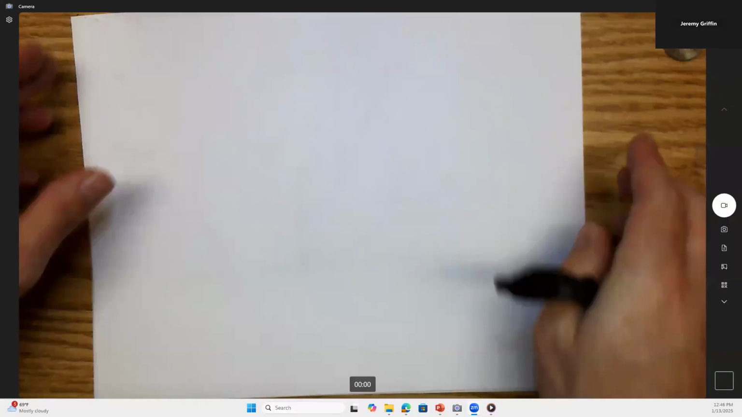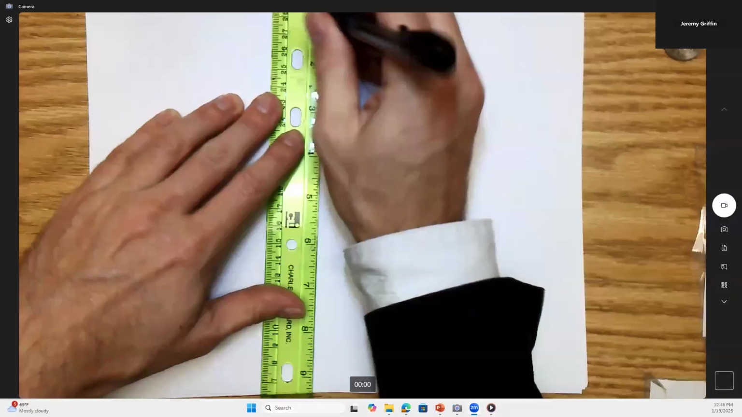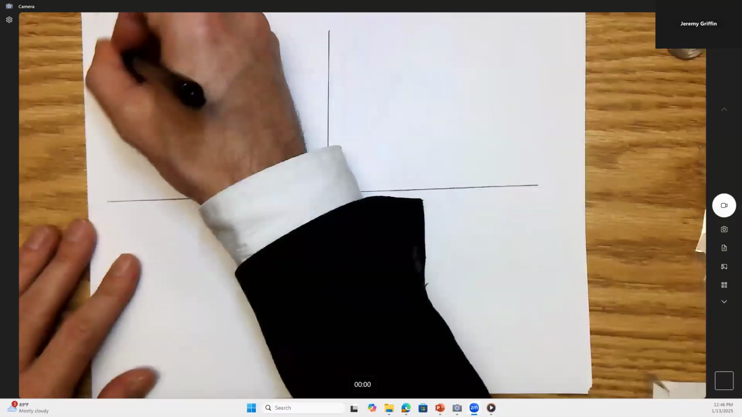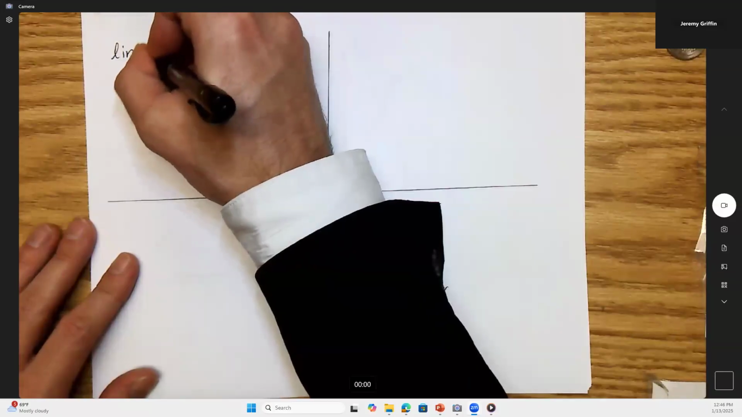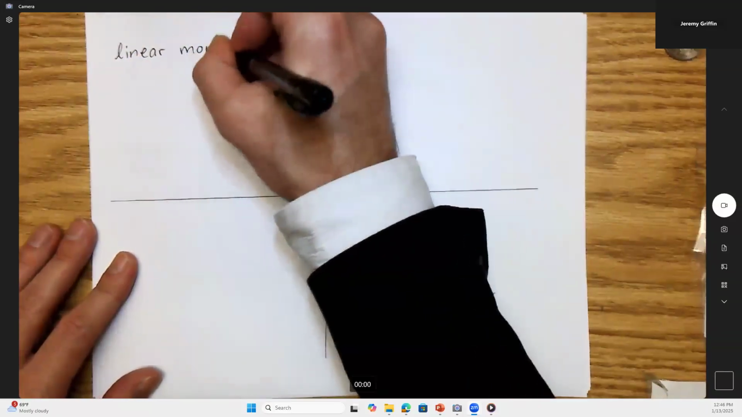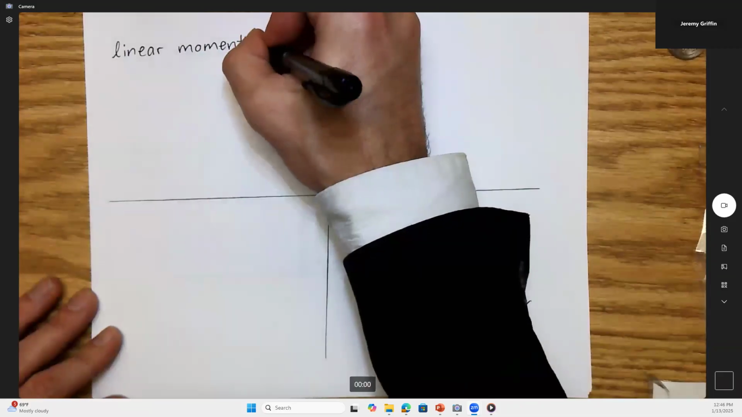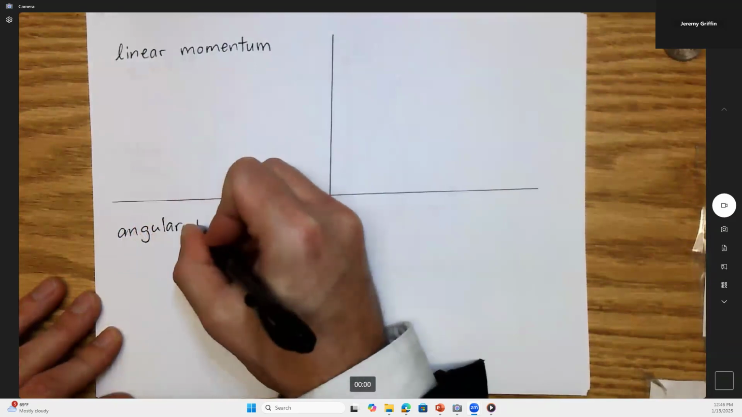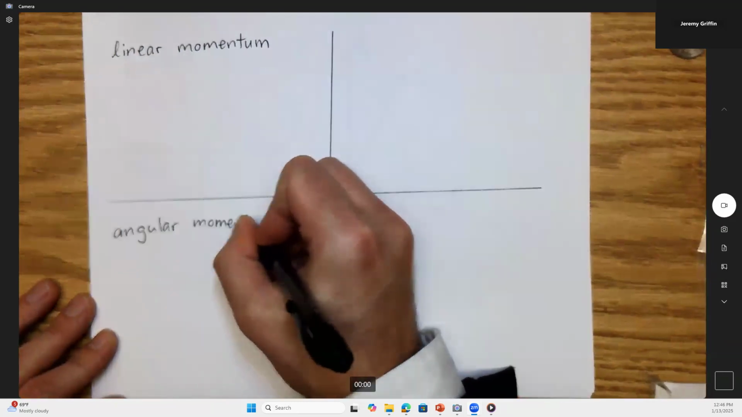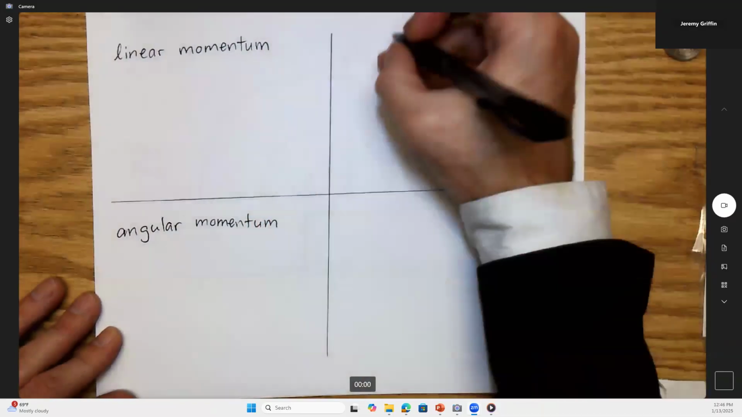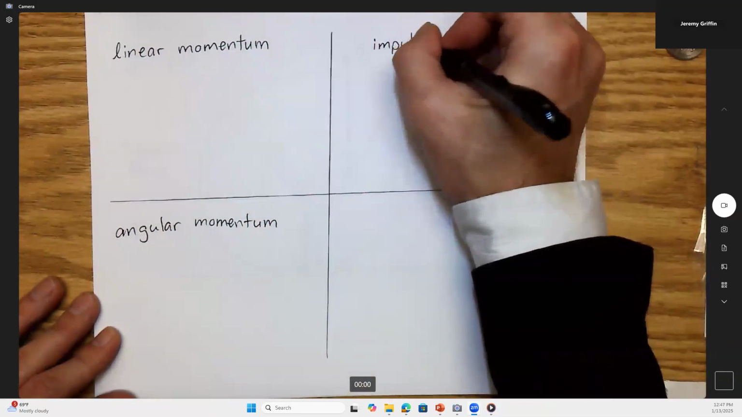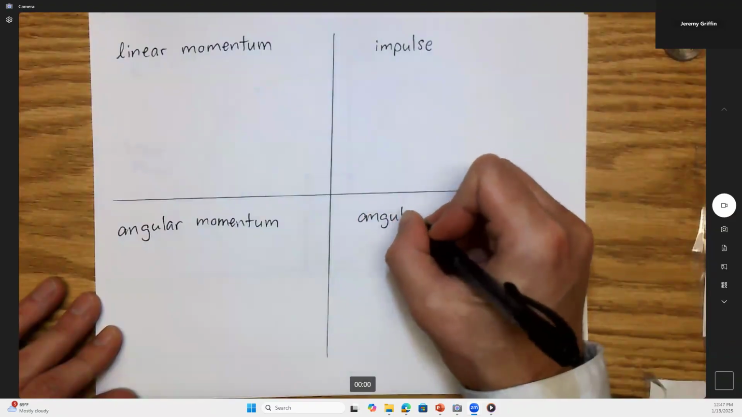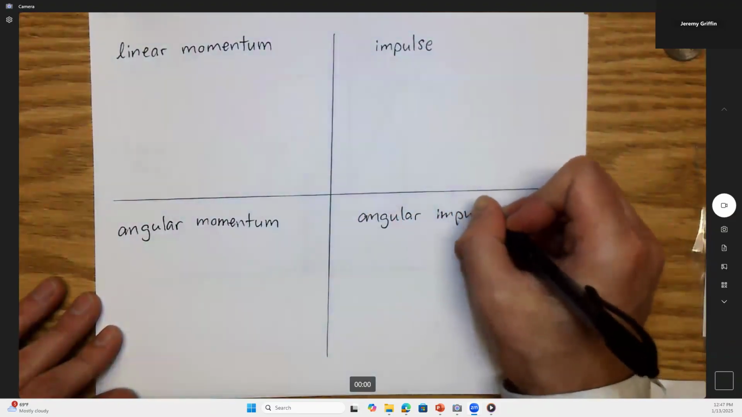So here, I'm going to put this page into quadrants, however you want to put this in your notes. If I go back a few weeks ago, I have linear momentum. We'll say what's analogous to that in a rotational sense. I'll call that angular momentum. And then we'll talk about impulse. Remember, that was a change in momentum. And then what's the rotational version? Angular impulse. So we'll do all of these.